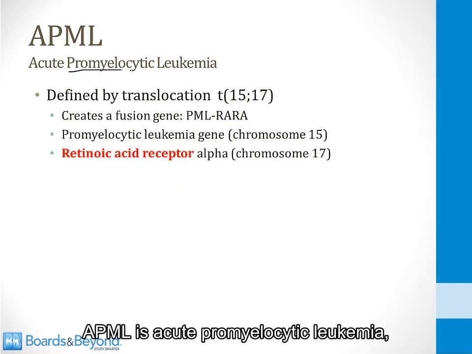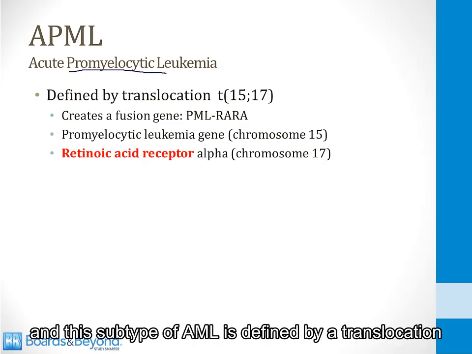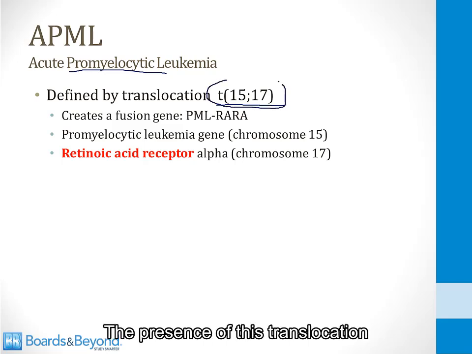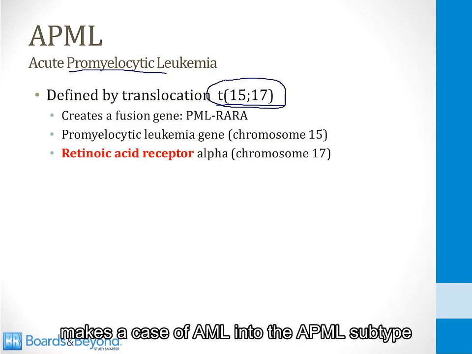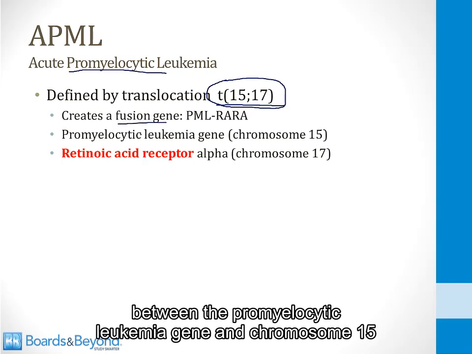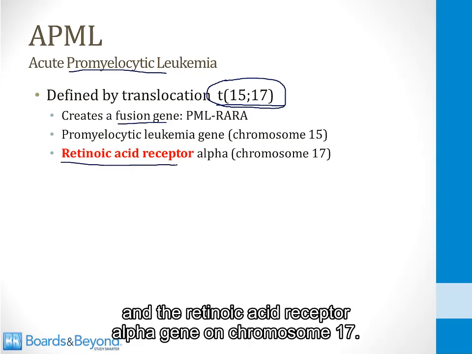You can read about these in textbooks, but the most important subtype to know about clinically is called APML. APML is acute promyelocytic leukemia, and this subtype of AML is defined by a translocation between chromosomes 15 and 17. The presence of this translocation makes a case of AML into the APML subtype. This translocation results in a fusion gene between the promyelocytic leukemia gene on chromosome 15 and the retinoic acid receptor alpha gene on chromosome 17.